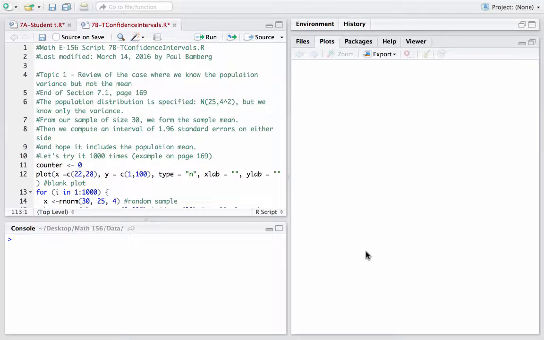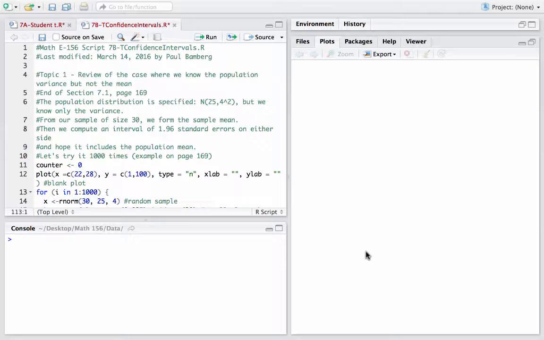We're going to be constructing some classical confidence intervals off the student's t-distribution. So first, a quick review. We're going to be discussing a situation where we know the population variance but not the mean. This can arise in the real world, however it's really more just an illustration because usually we don't know anything.